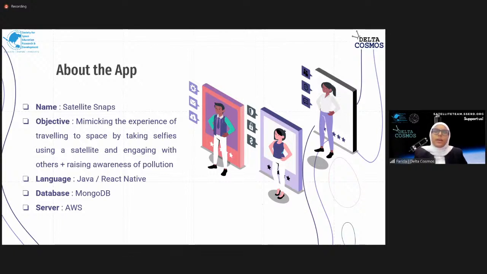We decided to call our app Satellite Snaps, after the sound of snaps taken by a satellite. To program our app, we chose Java and React Native. We chose Java because it is fast, secure, and reliable, while React Native is smooth and quick in response. React Native is basically a JavaScript-based mobile app framework that allows you to build mobile apps for iOS and Android using the same code base, which is efficient and fast.